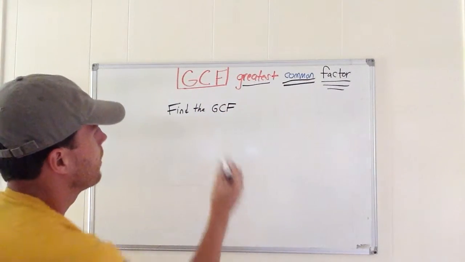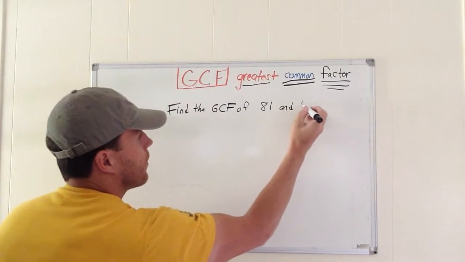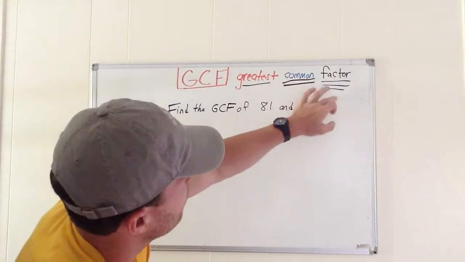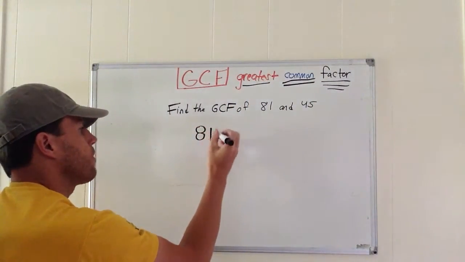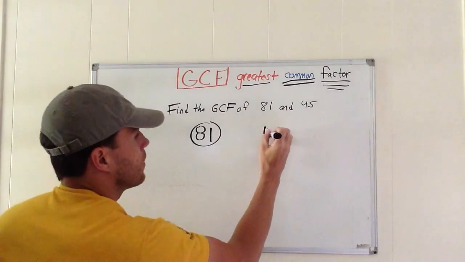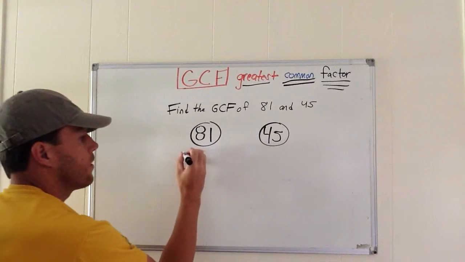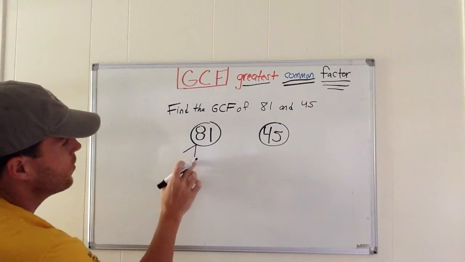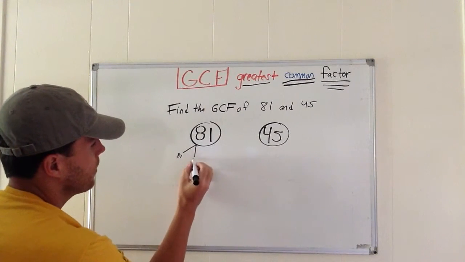Okay, let's look at 81 and 45. So we're looking for the greatest common factor of 81 and 45. Now this is what I like to do. I like to write the number and then put a circle around it. Let's start with 81. Now I just do these little lines, they look like V's. What two numbers multiply to get 81? Let's start with the number and 1.